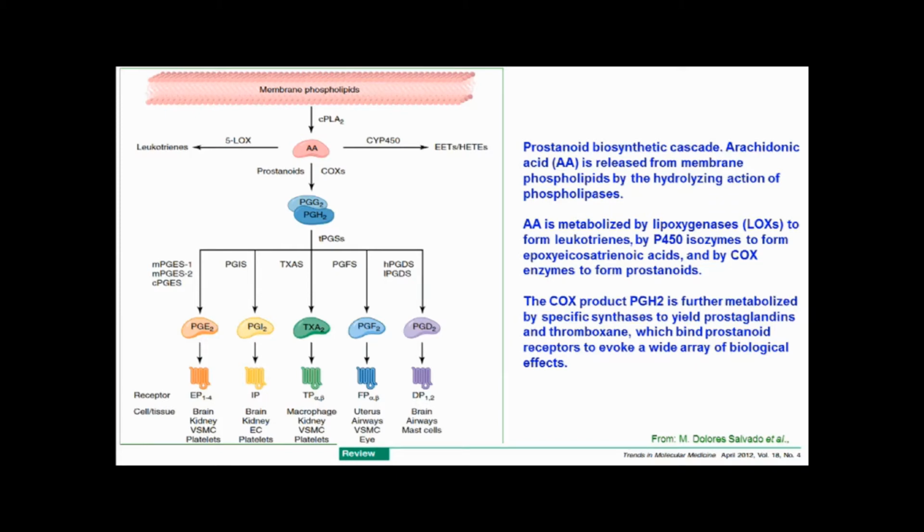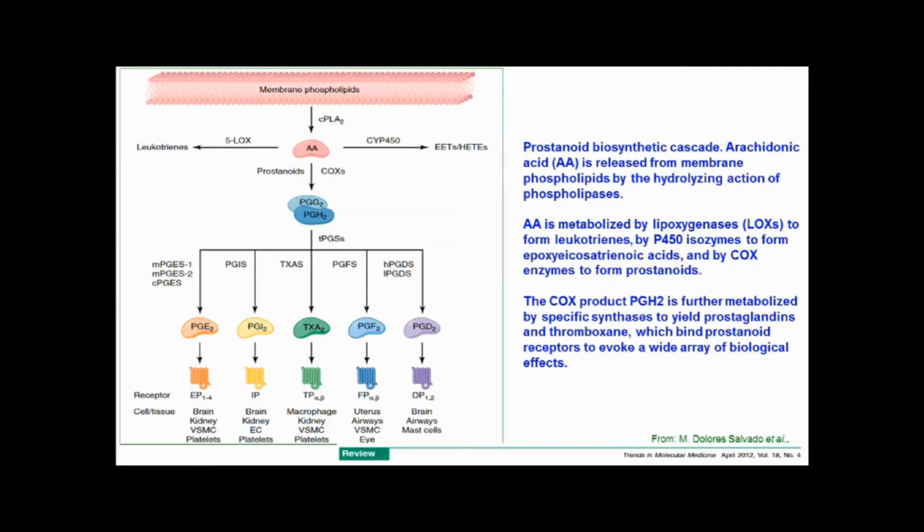So a little bit about the inflammatory response. The key molecules that affect this inflammatory response are called prostanoids. And prostanoids are formed by the breakdown of arachidonic acid in membrane phospholipids by the hydrolyzing action of phospholipases. And so arachidonic acid is metabolized by lipoxygenases, P450 enzymes, and by cyclooxygenases to create these prostanoids that play a host of roles in the mediation of inflammation.